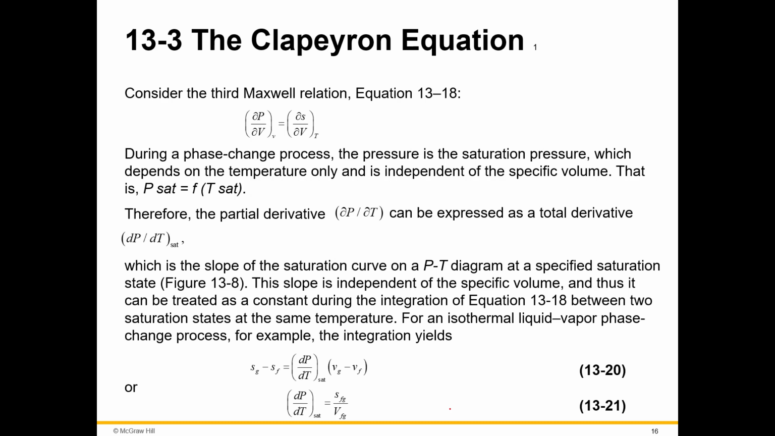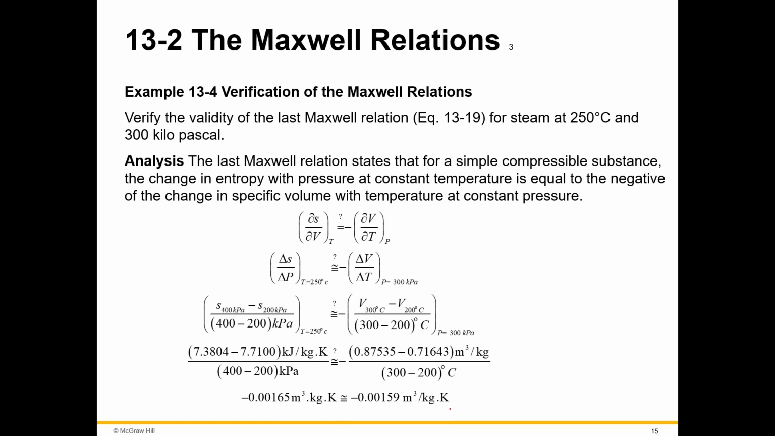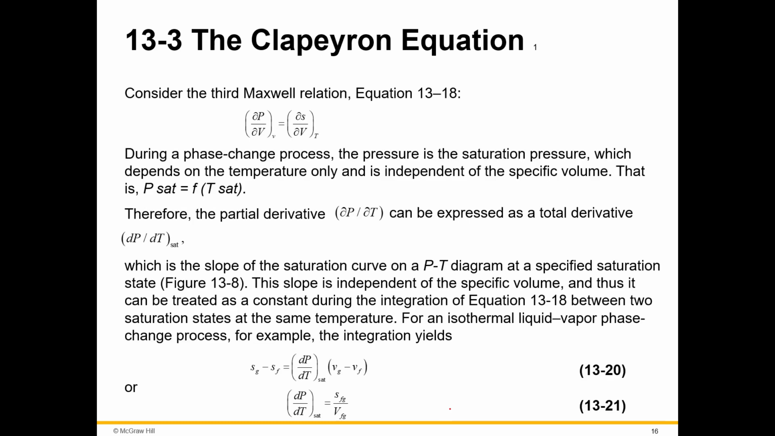Okay. And so then we've got the third relation. Let's see if we go through. Yeah, the last Maxwell relation. So this is the third relation, the Clapeyron equation. During a phase change process, the saturation pressure, which depends on the temperature because, of course, pressure and temperature are dependent on each other, is independent of the specific volume. And that's P sat is equal to f of T sat. Therefore, the partial derivative can be expressed as a total derivative. So this is just a rule talking about the third Maxwell relation.